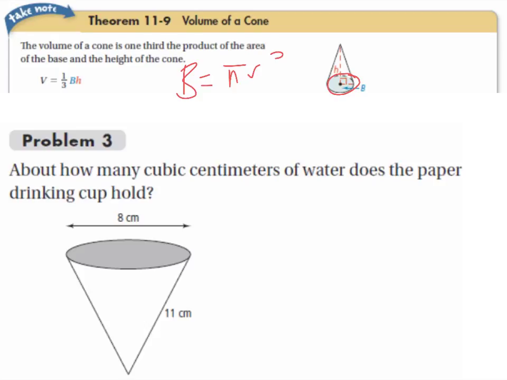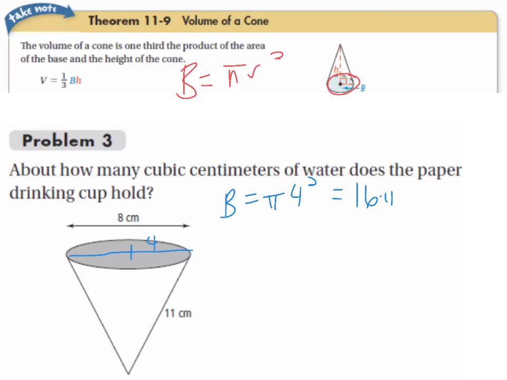So our example here, about how many cubic centimeters of water does the paper drinking cup hold? Okay, so if I've got a diameter of 8, that means that half of that, which would be my radius, is going to be 4. So the area of my base is going to be pi times 4 squared, which would be 16 pi.